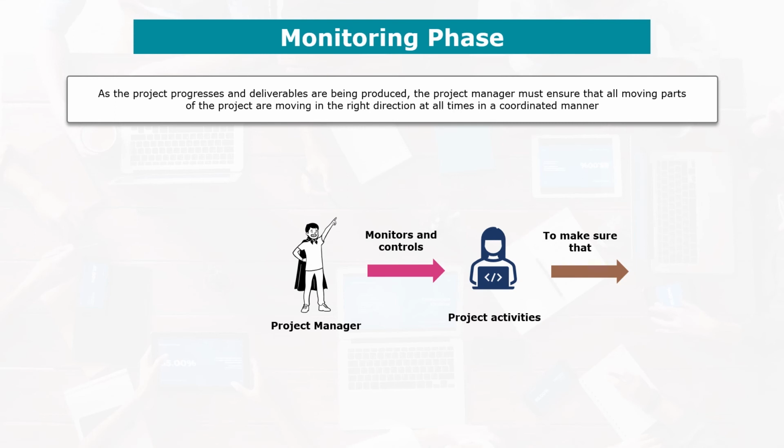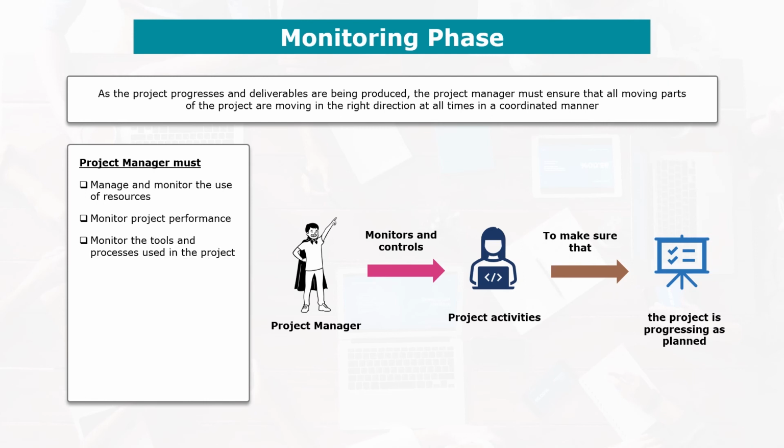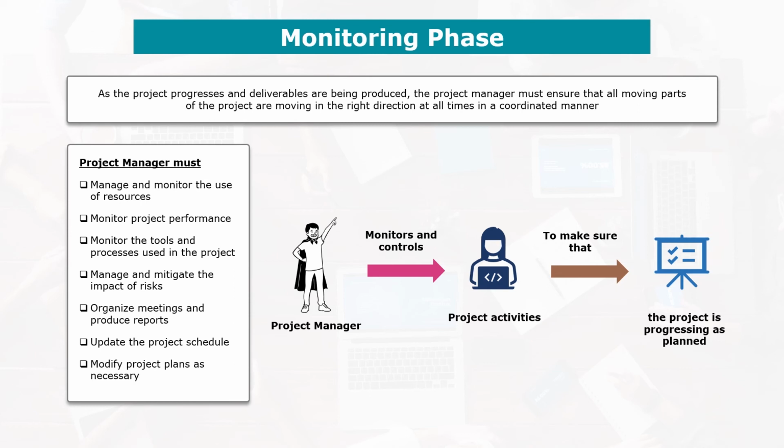So during the monitoring and controlling phase, the project manager may have to manage project resources. He may have to monitor project performance, monitor the tools and processes used in the project. You may have to manage project risks, organize project meetings and produce project progress reports, update the project schedule, edit or update project plans. So that at the end of this phase, all agreed upon project deliverables must be completed and accepted by the client.